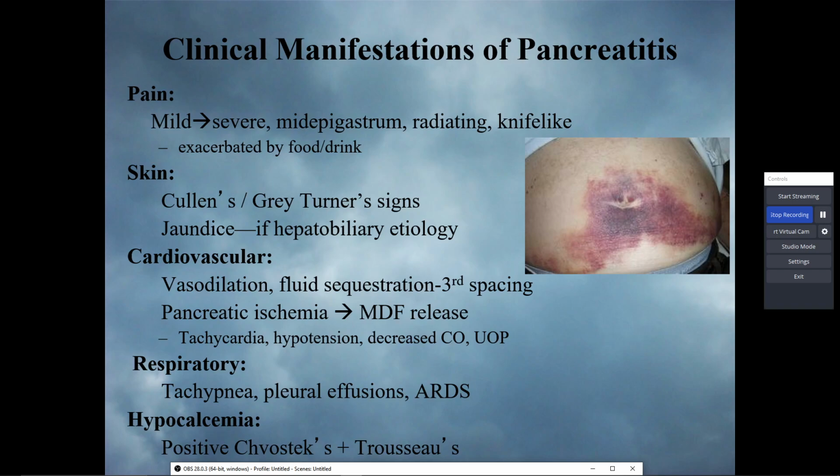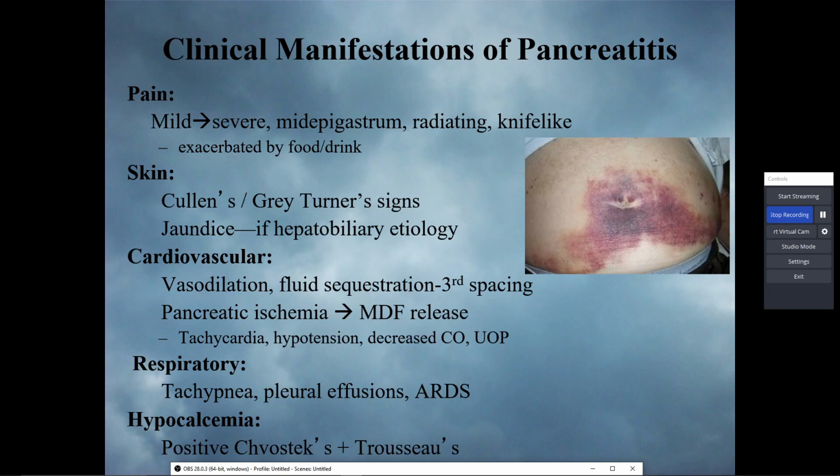Let's see, pancreatic ischemia due to decreased blood flow and oxygenation. We have MDF release, tachycardia, hypotension, decreased cardiac output and urine output. Respiratory issues, tachypnea because of metabolic imbalances. We have pleural effusions, ARDS.